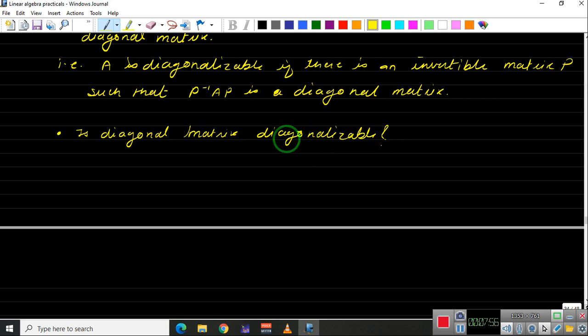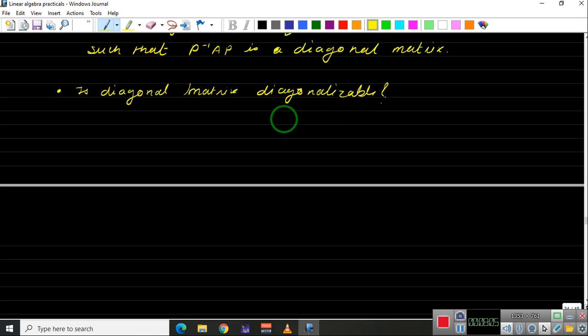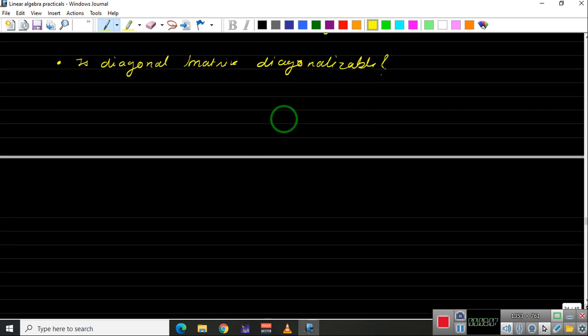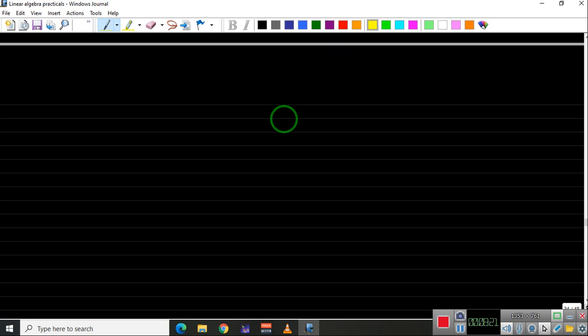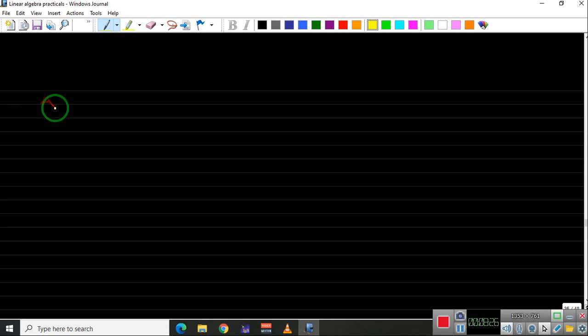For example, identity matrix, is it diagonalizable? Okay, we can check that. Now the thing is we have a result which says A is diagonalizable if and only if it has n linearly independent eigenvectors. Of course, I assume that the learner has enough knowledge of linearly independent and linearly dependent vectors. I'm not going to prove the theorem, but let me just state it. We will use this theorem.